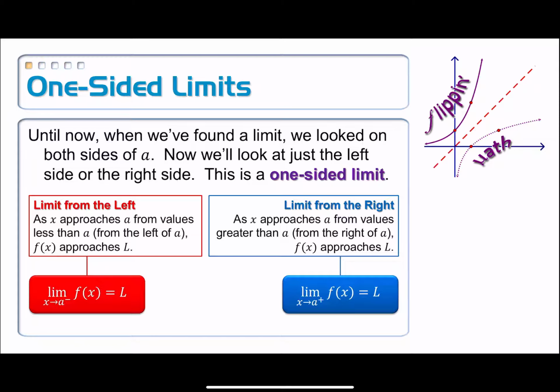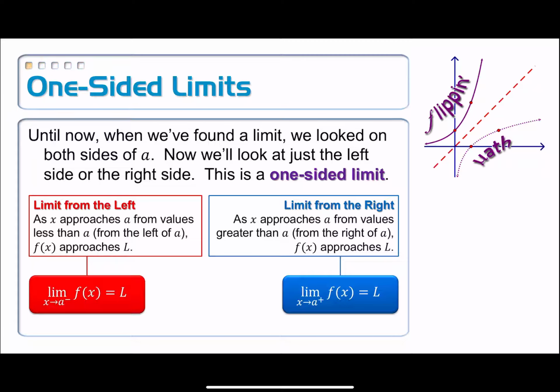But now we're just going to look on the left side or the right side individually, and this is called a one-sided limit. Over here in red, the limit from the left: as x approaches a from values that are less than a, that is from the left side of a, f of x is going to approach L. So let's look at the notation for that. The only difference is a little superscript that looks like a negative power, as if a is raised to the negative, and that's it. The limit as x approaches a from the left of f of x is equal to L. And we don't care about the right-hand side, just the left side.